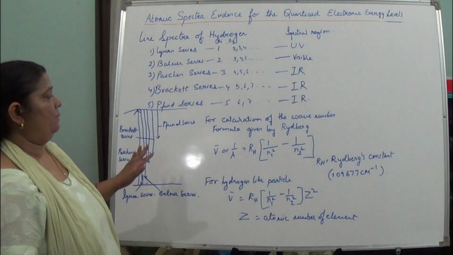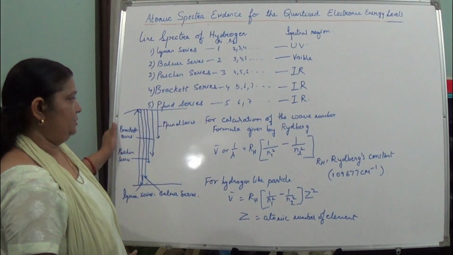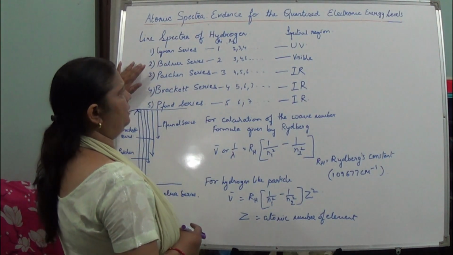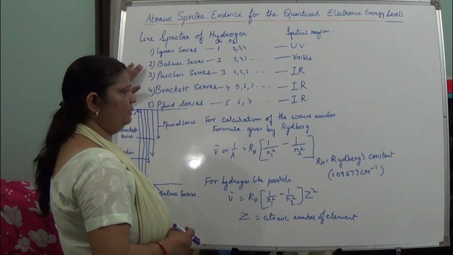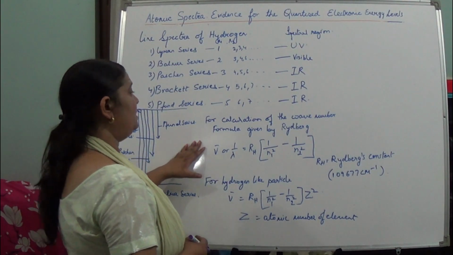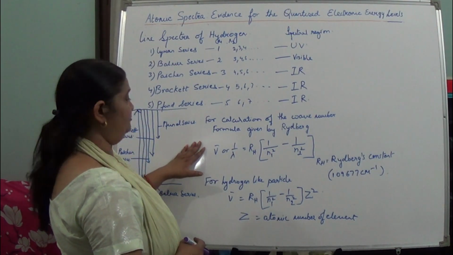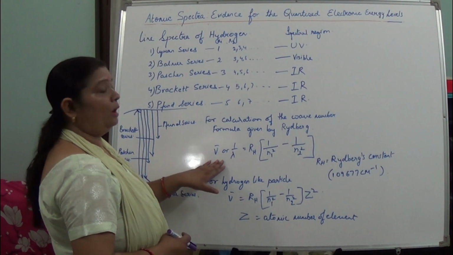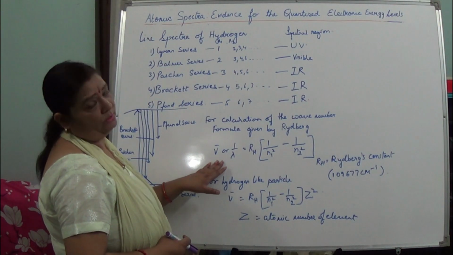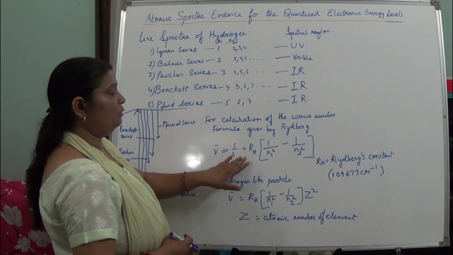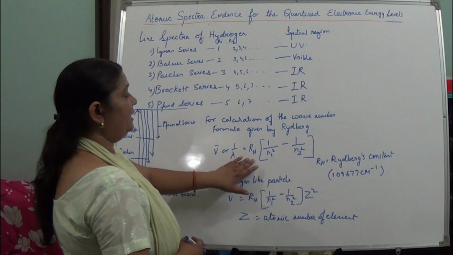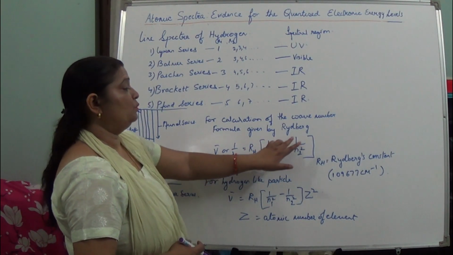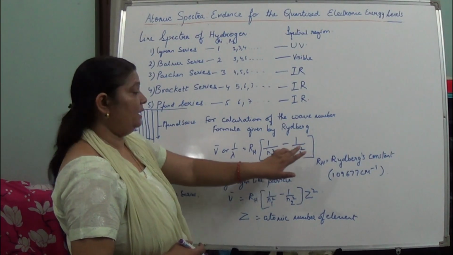Now for the calculation or doing the numericals, first Balmer worked with the visible region only, but later on Rydberg came and he gave the calculation of wave number, which we are using in the numericals. Wave number is represented by 1 upon lambda, and that is equal to Rydberg's constant times the bracket 1 upon n1 square minus 1 upon n2 square.